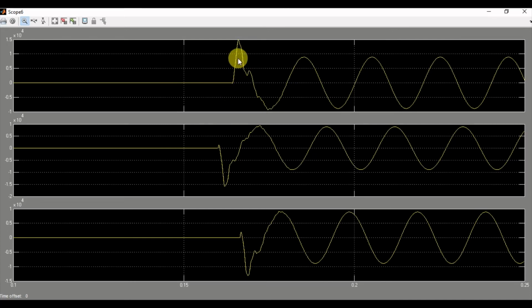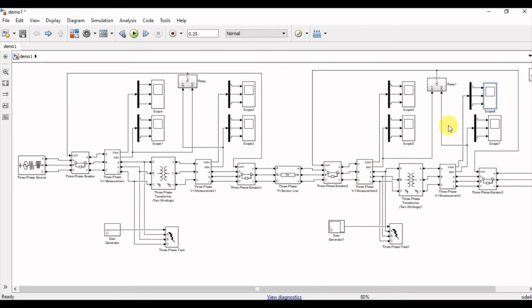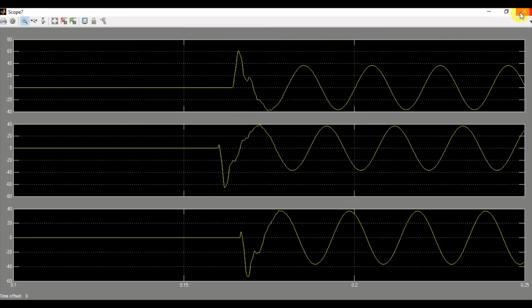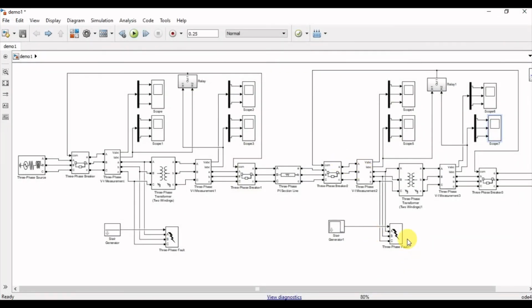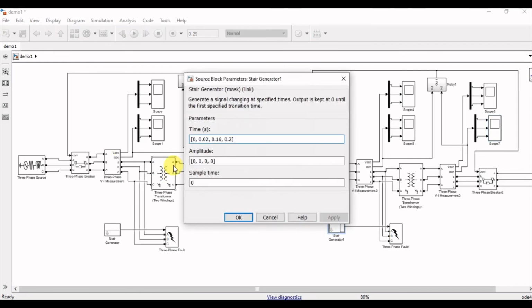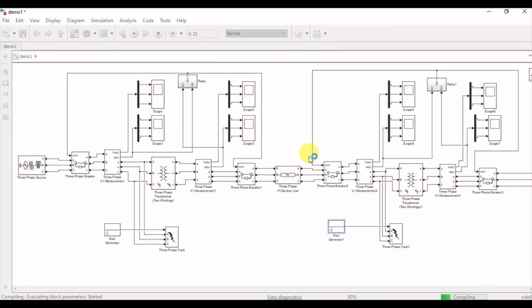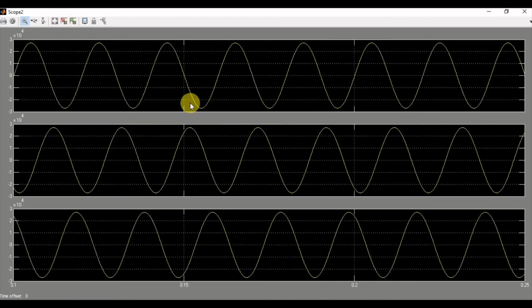After the fault has been recovered, there are some fluctuations due to the presence of inrush current, and these are the voltage waveforms at the output of transformer number 2 after the occurrence of fault. Now let's restore the fault at transformer number 2 and simulate the system once again. Now the system will be restored to its original values.